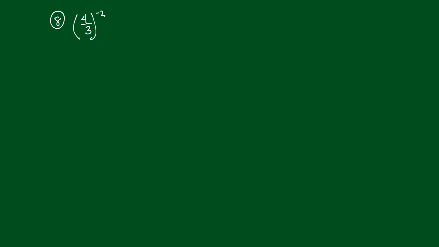Now I'm going to use that same rule I used in number 7. I've got a fraction to a negative number. So what I'm going to do is just flip the fraction over, 3 over 4, but change the sign of the exponent. And now I've got a division in here, so I can distribute the exponent to both the top and the bottom. So I get 3 squared over 4 squared, so I get 9 over 16.